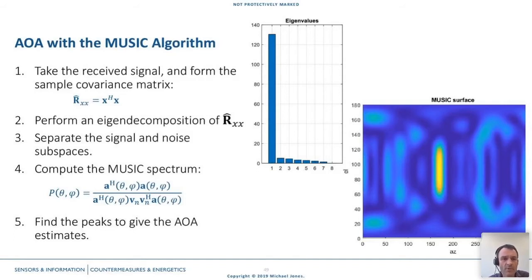And what we do is form what we call an eigen decomposition of that. What that does is separate out a number of signals, jamming signals, from the background noise. And then we can separate those subspaces out, and we plot something called the MUSIC spectrum.